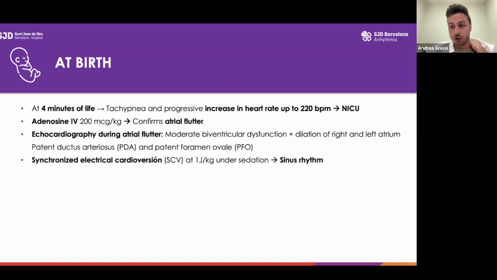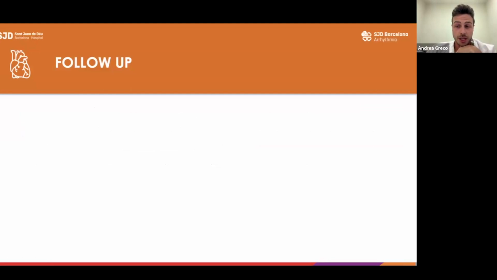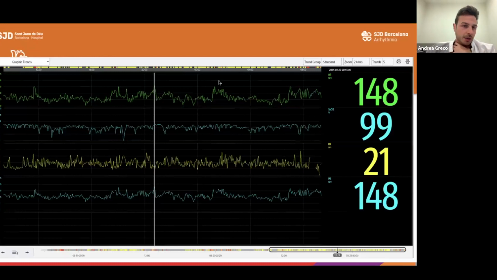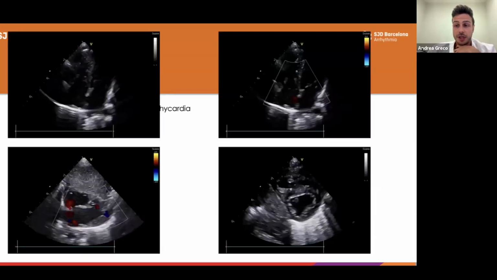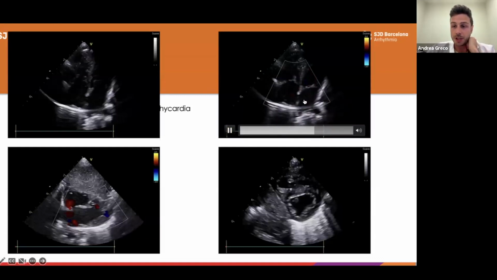After the cardioversion, no tachycardia episodes were seen during our remote monitoring in NICU and cardiology ward. And this is the remote monitoring, that we can see the normal variability of the heart rate during the day of this child without episode of tachycardia. Regarding the echocardiography at day 3 of life, we see a normalization of the left ventricle ejection fraction and a complete recovery of the auricular dilatation.